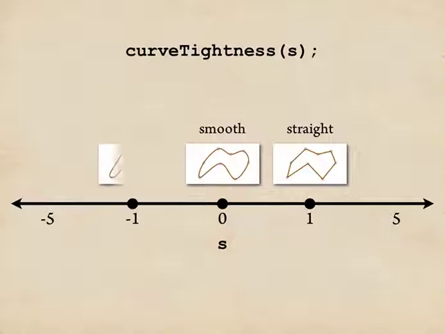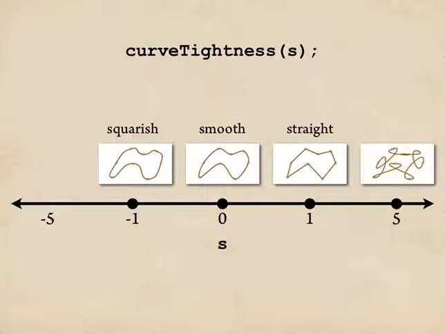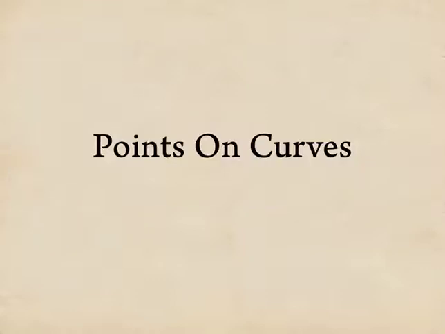When S is -1, we get kind of a squared off shape. Although generally it's a good idea to keep the value between -1 and 1, you can push it to the extremes. If you push S out to the positive extreme, like 5, we get a very loopy, knotty kind of thing. If we push S to the negative extreme, say -5, we get a different kind of big, loopy, knotty thing. Now let's take a look at points on curves.